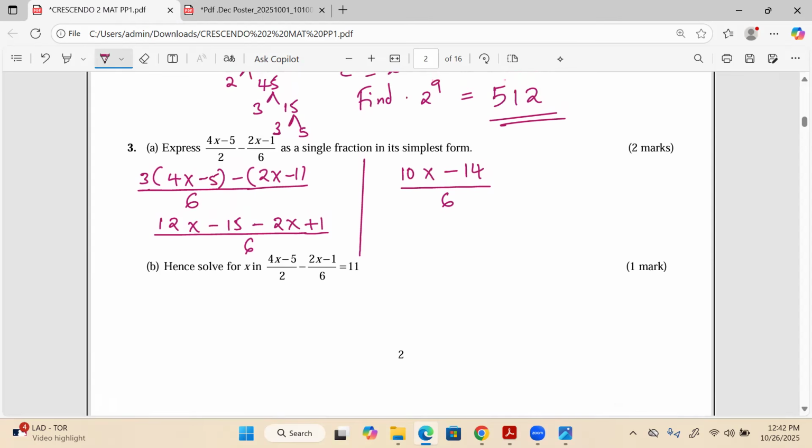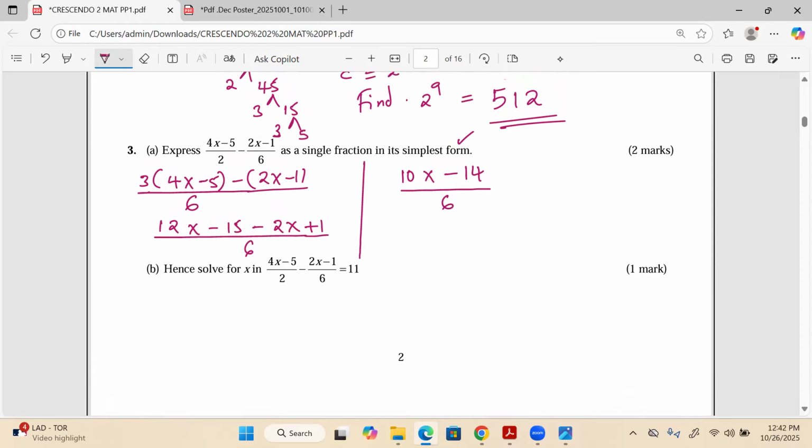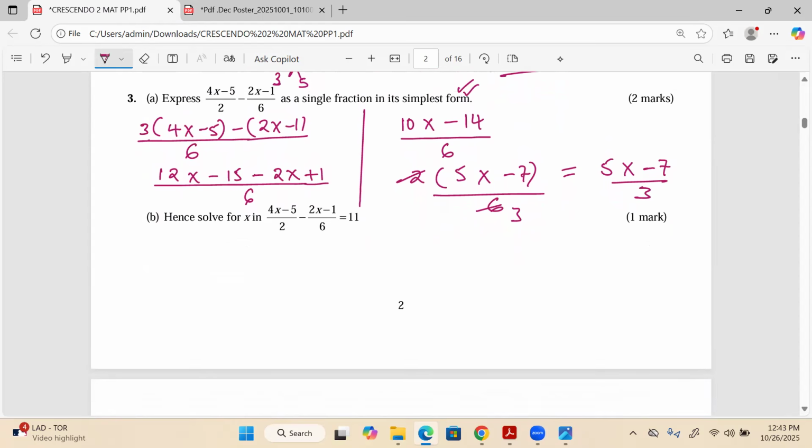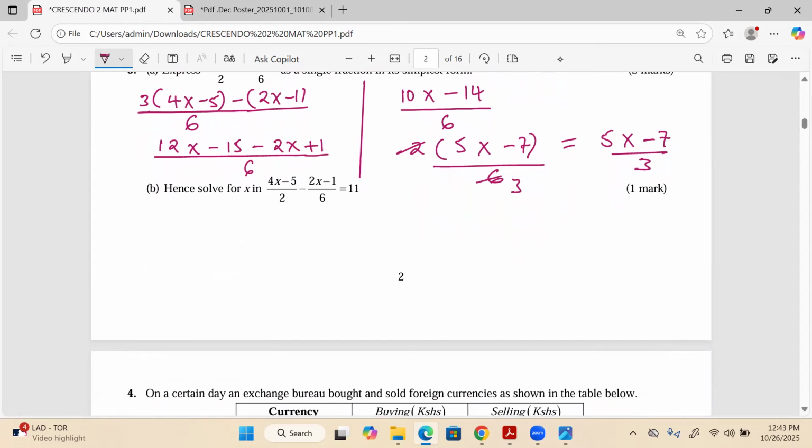Remember, we can also choose a simplified form. It's not already simplified; something is common. If we factor out 2, we'll have 5x minus 7. Then 6 divided by 2 is 3. So 5x minus 7 over 3. That is now the most simplified form of the expression.